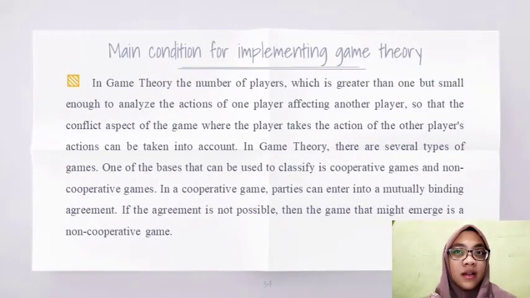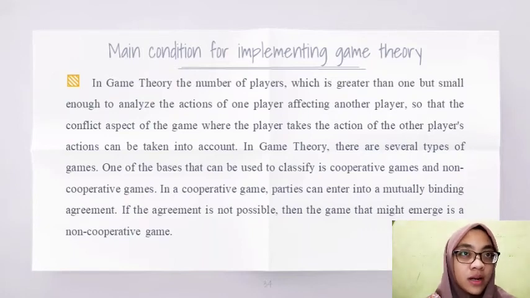And then, in game theory, the number of players is greater than one, but small enough to analyze the actions of one player affecting another player, so that the conflict aspect of the game, where the player takes the other player's actions, can be taken into account.